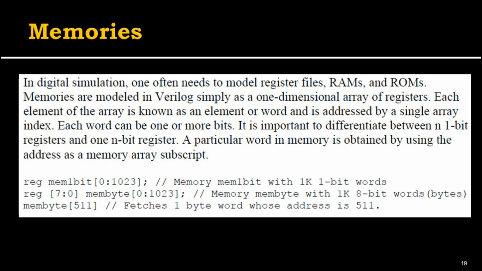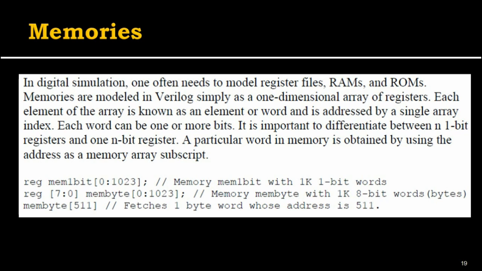Each element of the array is known as an element or word, and is addressed by a single array index. Each word can be one or more bits. It is important to differentiate between n 1-bit registers and one n-bit register. This word memory is updated by using the address as a memory array subscript.